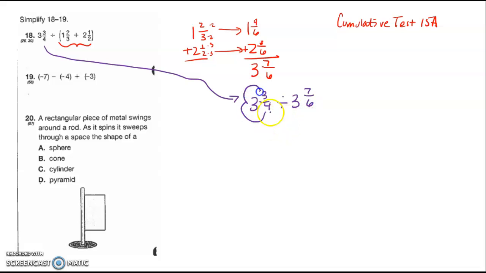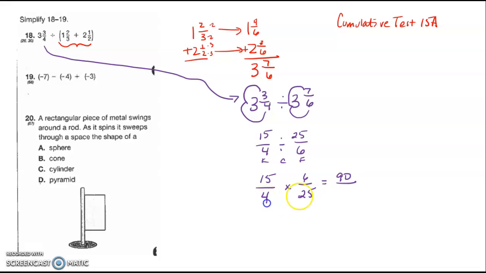4 times 3 is 12, plus 3 is 15 over 4, divided by 3 times 6 is 18, plus 7 is 25 over 6. So I'm going to keep, change, flip. And if I multiply it out just like that, I get 15 times 6 is 90. And 4 times 25 is 100. So that's going to give me 9/10 as my answer.